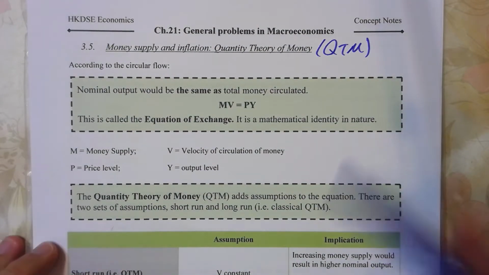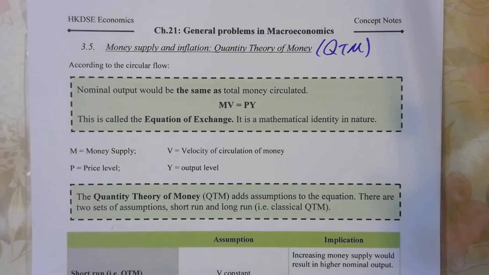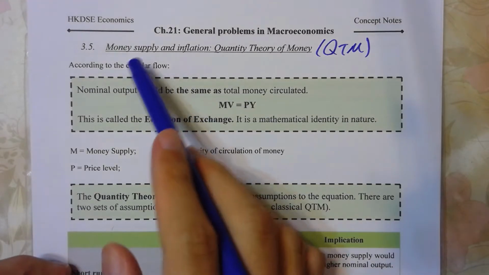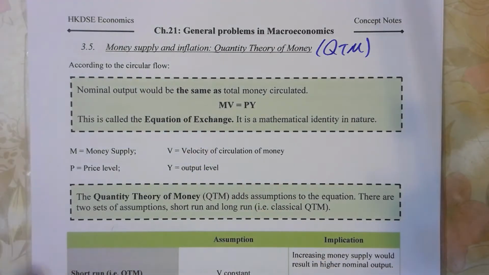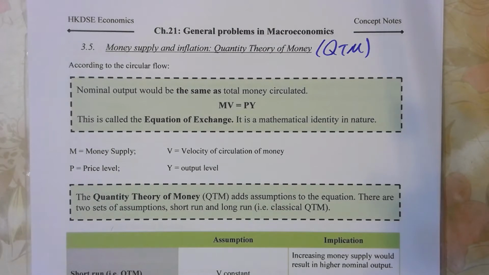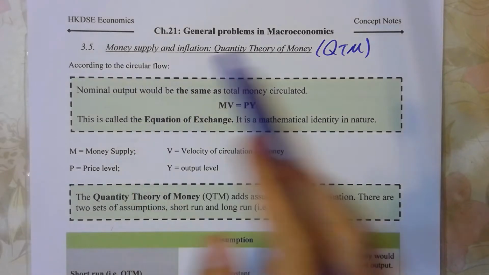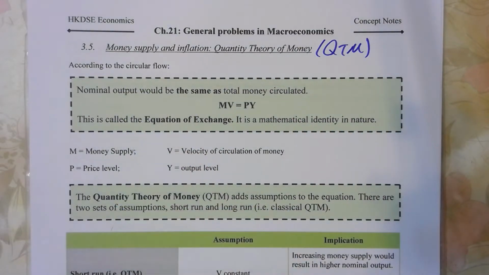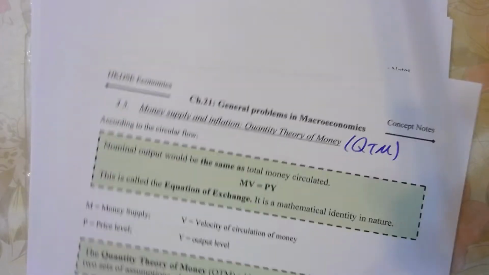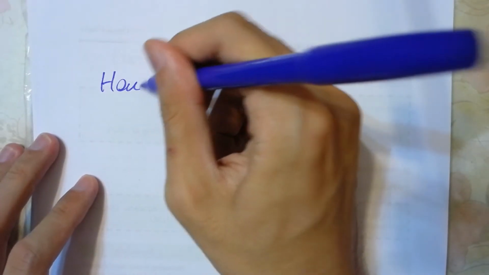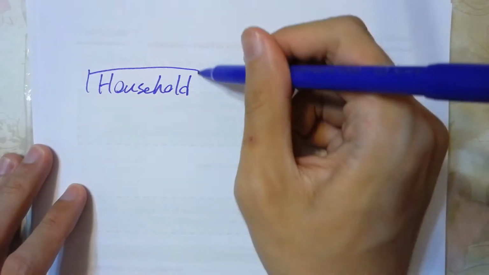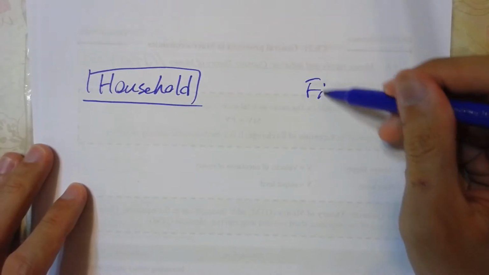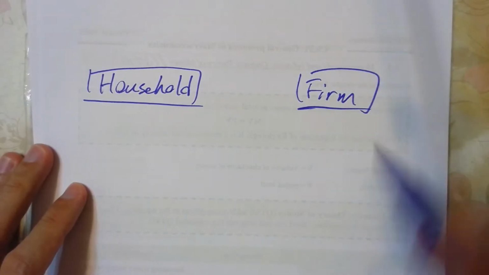But before we can talk about the actual QTM, we need to take a look back at something that we looked at in chapter 1 when you were in Form 4, our first lesson, right? When we talk about the circular flow. Okay, now let's look at the circular flow. On one hand, we have household. On another hand, we have firms.